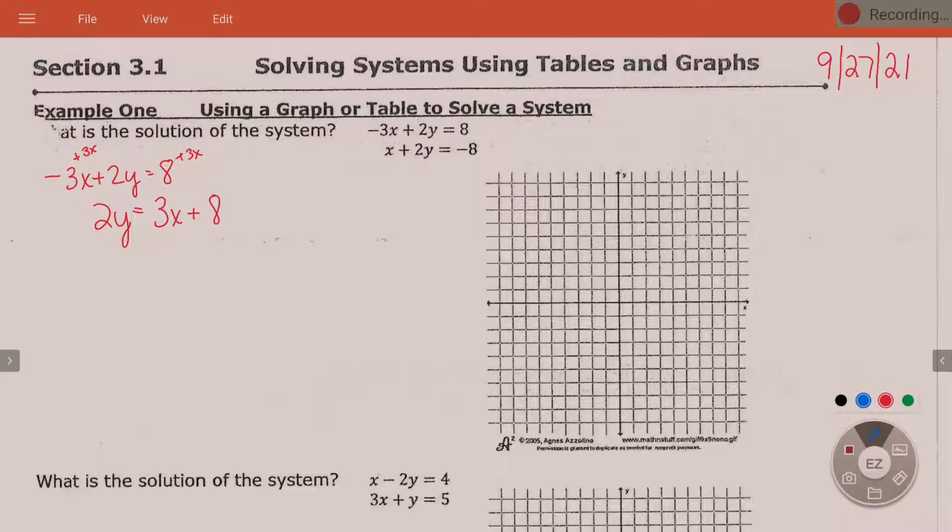Am I done? Is y by itself? No. What else do I have to do? Divide by 2. Divide by 2, right? If it's 2 times y, we're going to divide by 2. What is it I'm dividing by 2? Everything, right? So we're dividing by 2. 2y divided by 2 becomes y. 3x over 2.